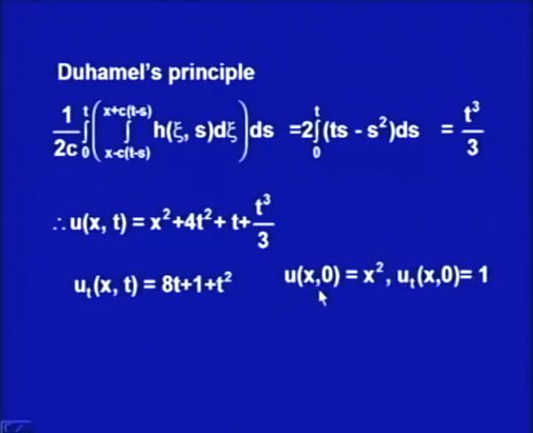Now the initial conditions are: at t equal to 0, the function should be x square. So, here if I put t equal to 0, all these terms would be 0, I would get only x square. And u_t at t equal to 0 is given as 1. So, if I put t equal to 0 over here, I would get only 1. That is satisfying the initial condition as well. So, this is the solution.